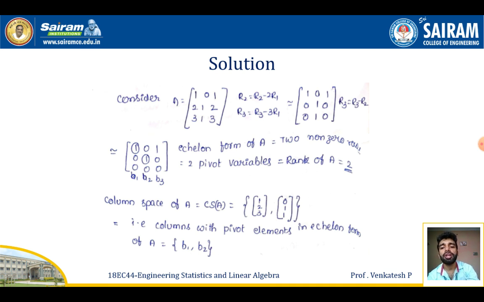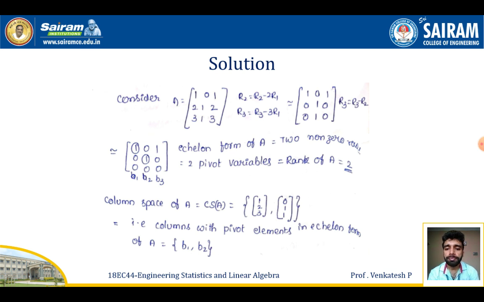So I can take these as the columns B1, B2, B3. Therefore I can conclude that the echelon form of A has 2 non-zero rows, which means 2 pivot variables, so the rank of A is equal to 2. Therefore I can conclude that the column space of A will be given by 1 2 3, the first column, and the next column. That is, we take the columns with pivot elements in the echelon form, that is B1 and B2 here.